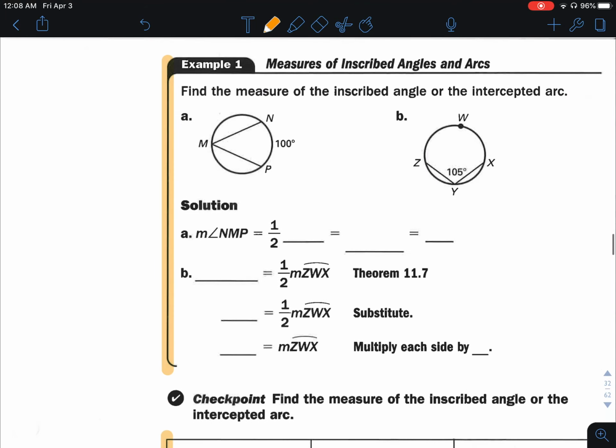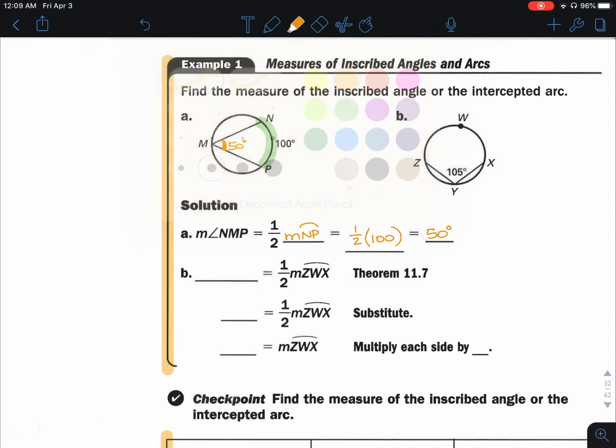Let's move down to example 1. So find the measure of the inscribed angle or intercepted arc. So in A, I'm given my intercepted arc. Okay, remember that is on the circle. So my angle, NMP, which is this one here, is half of the measure of my arc, NP. So I have 1/2 the measure of NP, which you know is 100. Well, what's half of 100? 50 degrees. So this angle here is going to be 50 degrees.